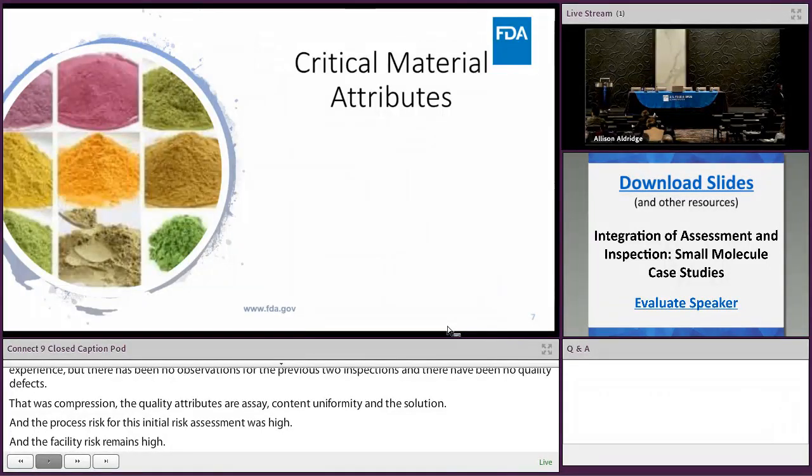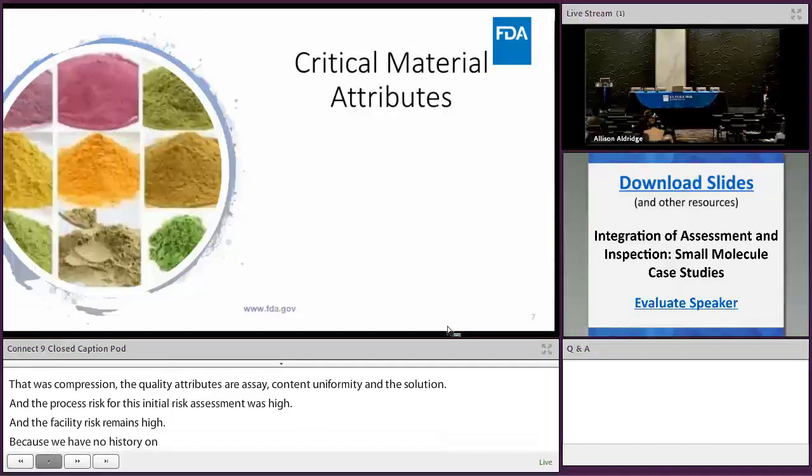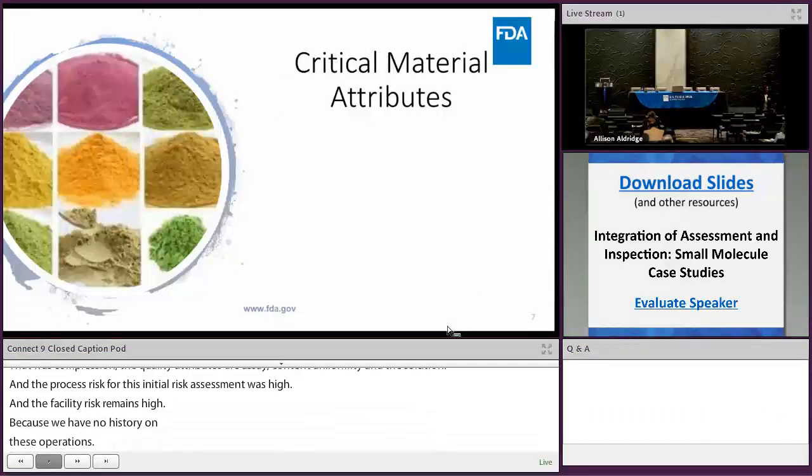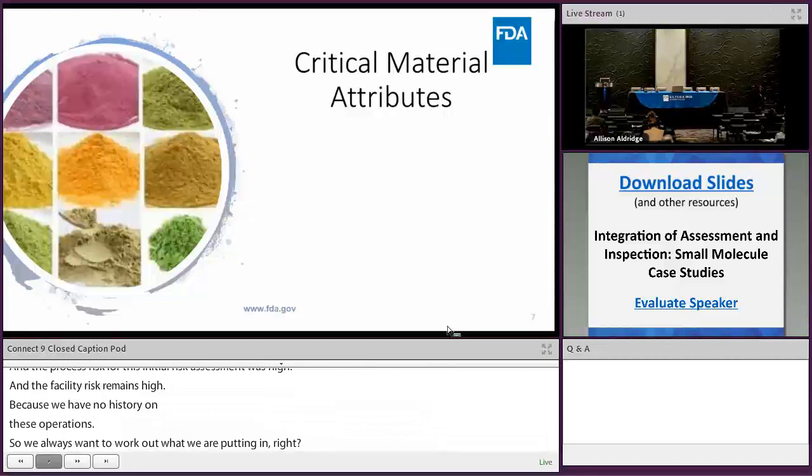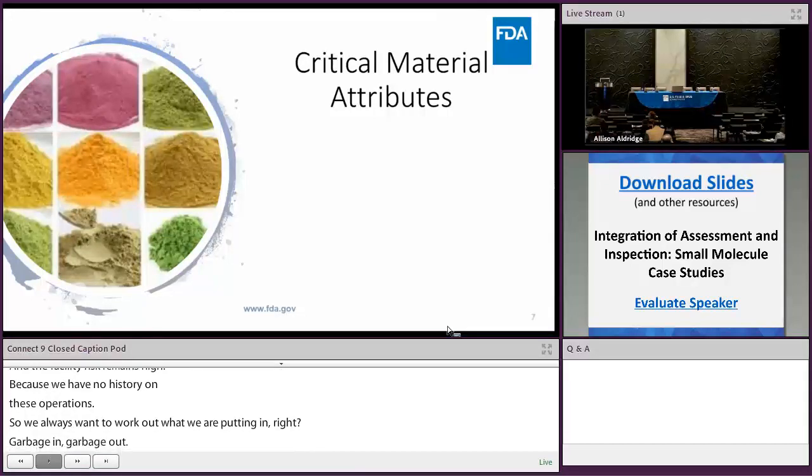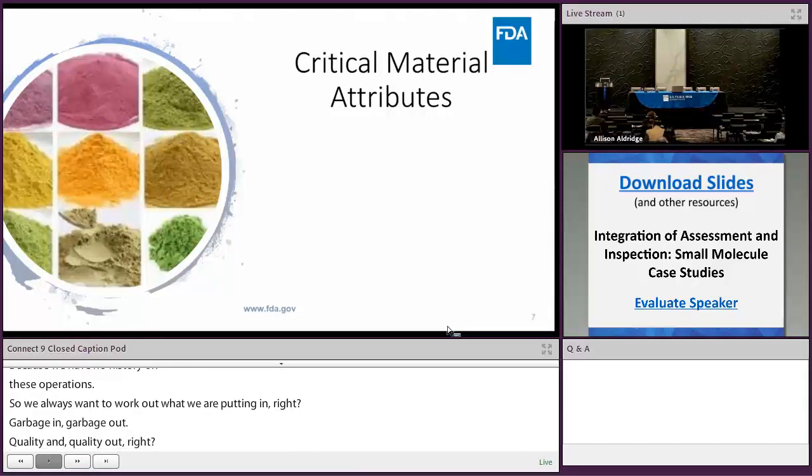So we always want to worry about what we're putting in, right? Garbage in, garbage out. Quality in, quality out, right? So we want to look at everything we're putting into the process to make sure that it has attributes that will not affect our drug product adversely. Would you agree with that?